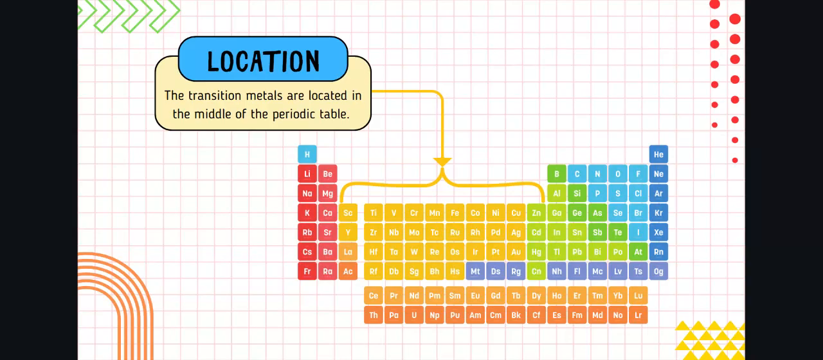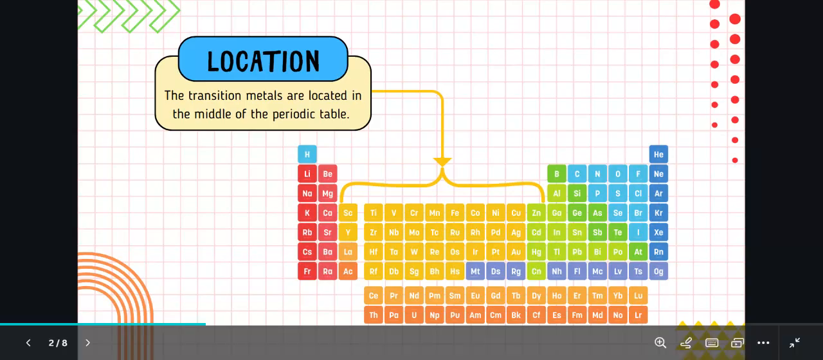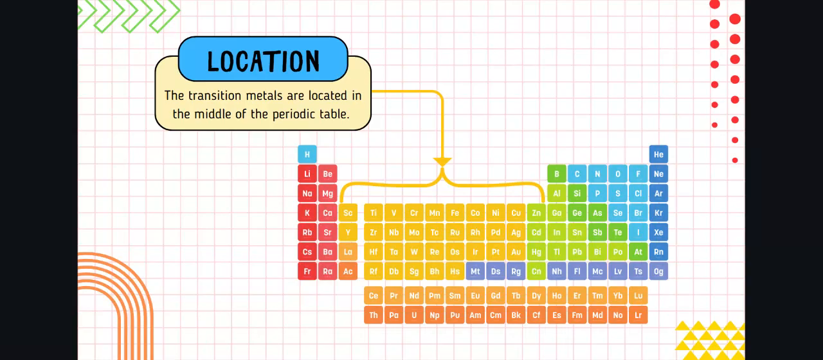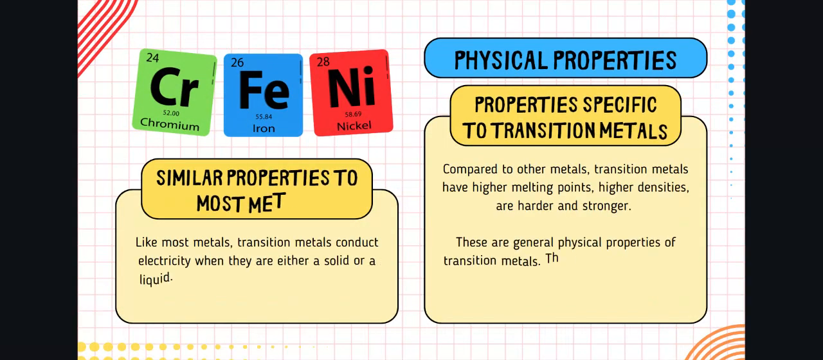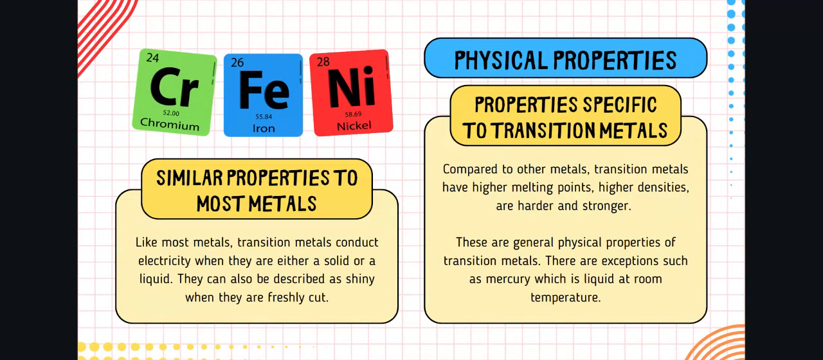But now that we've learned the location, we can understand the physical and chemical properties. Let's start with the physical properties. The physical properties of transition metals are basically the same as all other metals, except that transition metals have higher melting points, higher densities, and they're harder and stronger. Higher melting points just means that they can withstand a higher temperature before melting, and higher densities means that they cannot float in aqueous solutions.